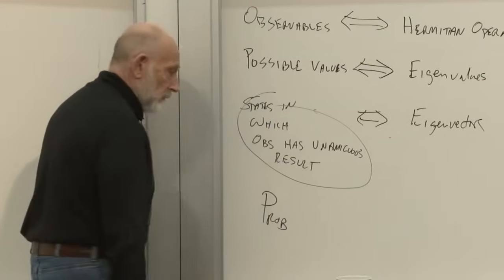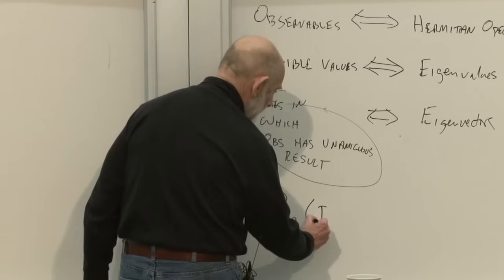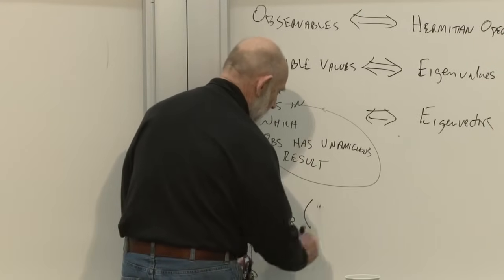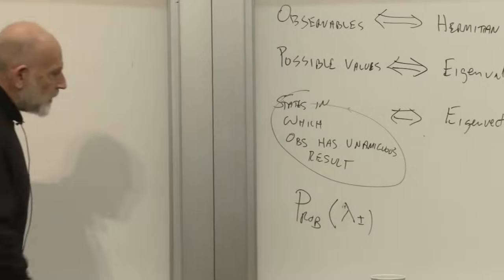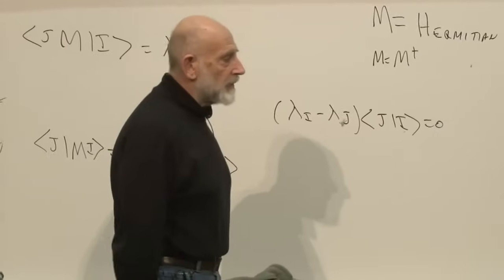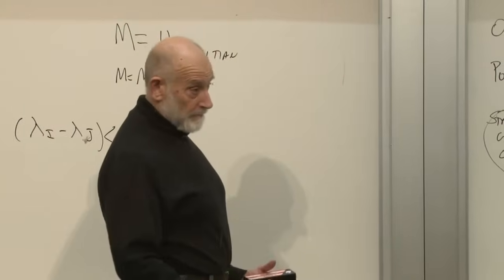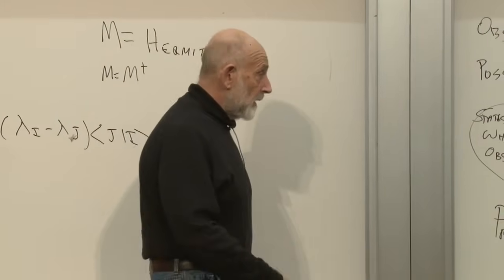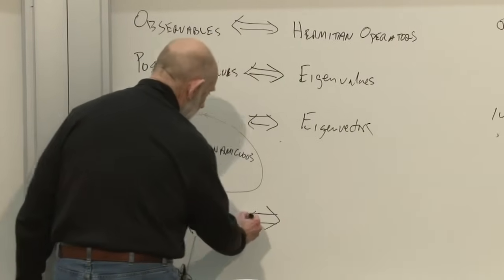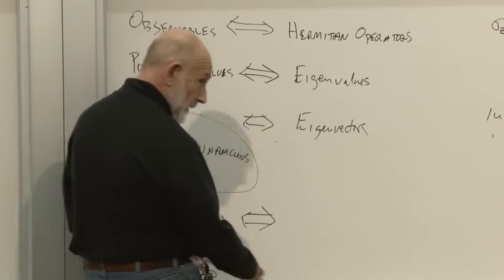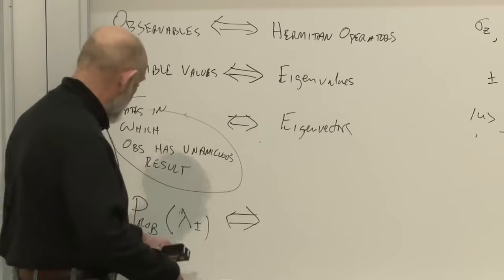And I'll write it just as the probability to measure lambda I. That the result of the experiment comes out a particular eigenvalue of the observable M, whatever M is. That is essentially equal to, well, two pieces, comes in two steps.